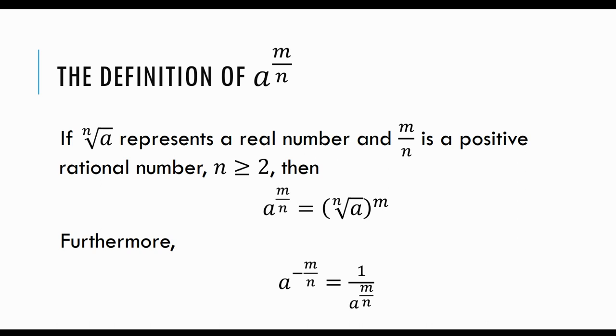Or if we have a negative exponent, don't forget that we want to move exponents so that they only become positive. So in this case, it would move down to the denominator. And so 1 over a to the m over n power is the same thing as a to the negative m over nth power.